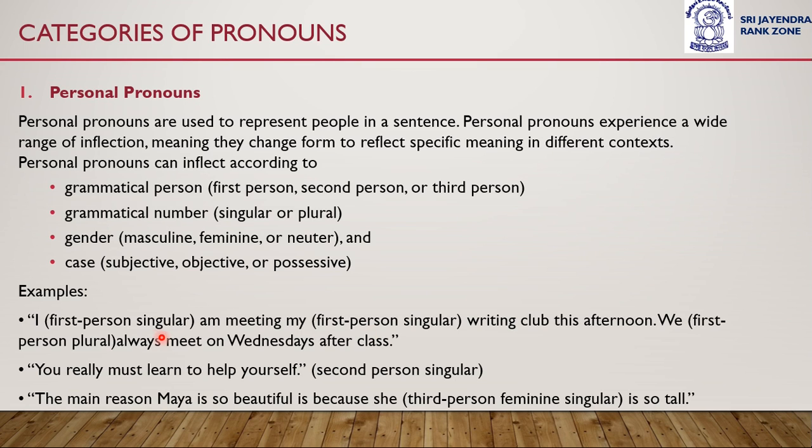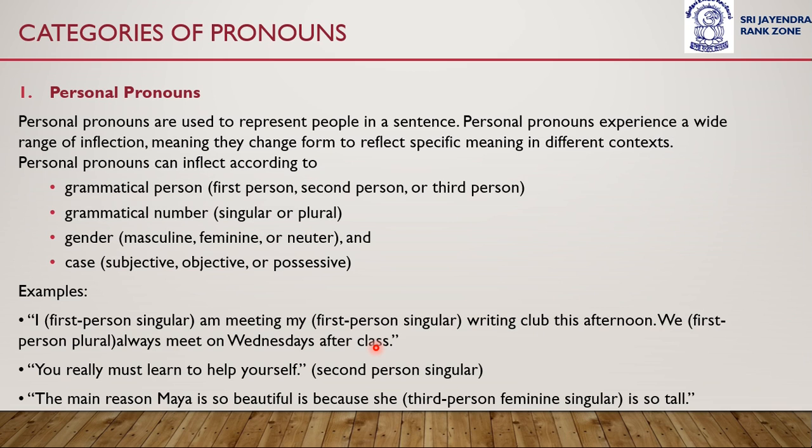Okay, so what is this? This is a personal pronoun, and I is a first person singular pronoun. My is a first person singular pronoun, and we will understand ahead why we are using my and I differently in place of only the name of the person. We have used we because it is first person plural.